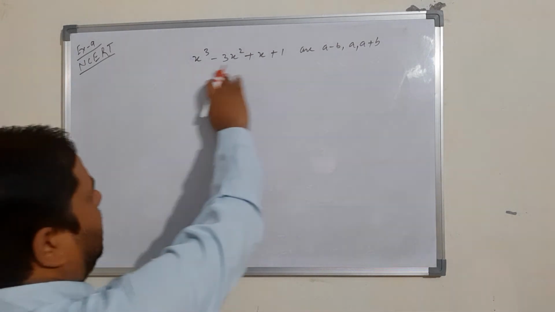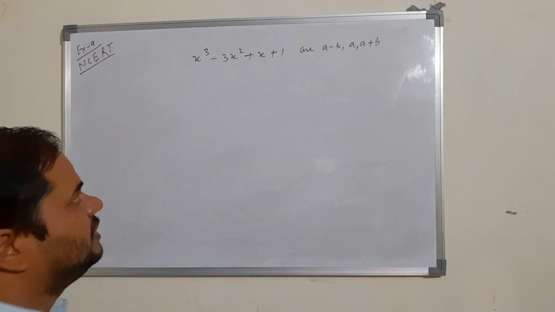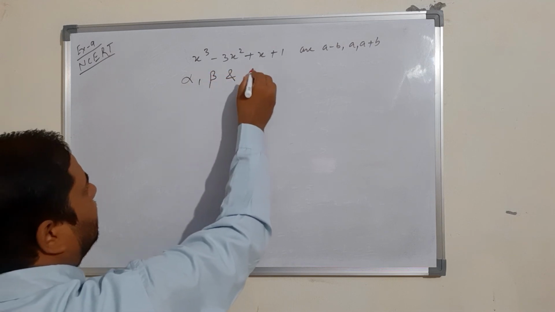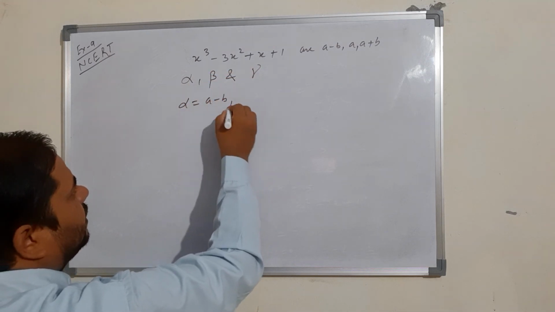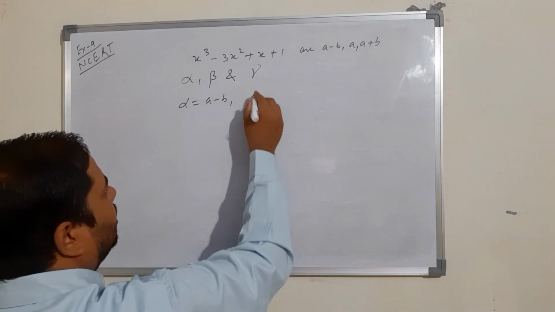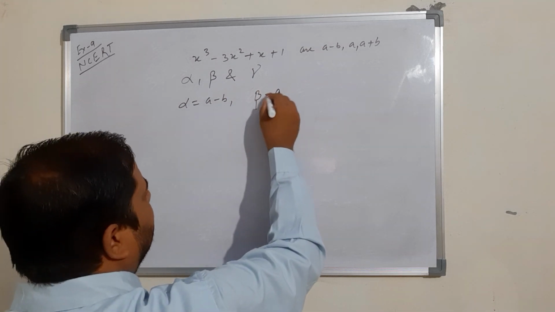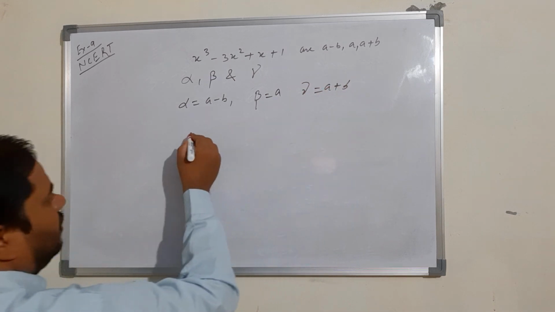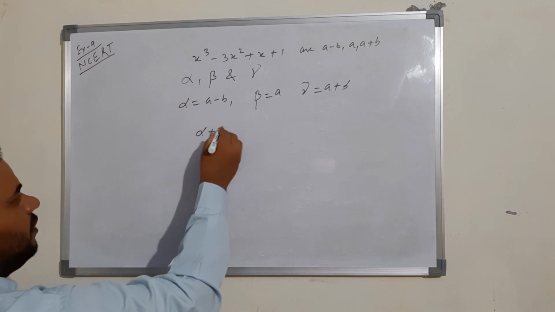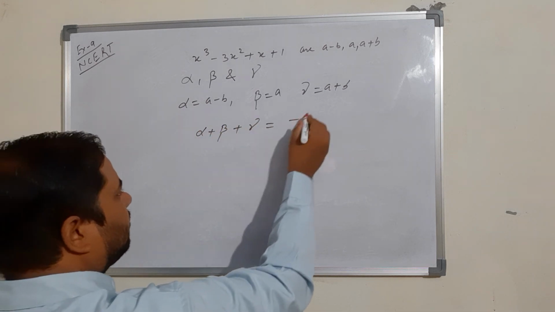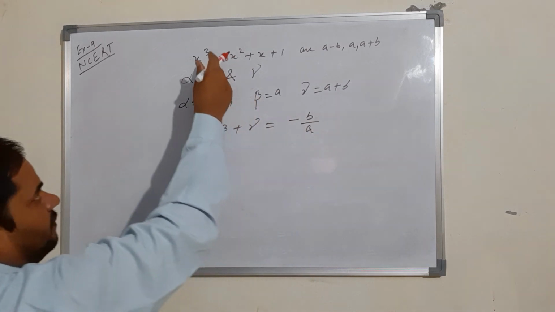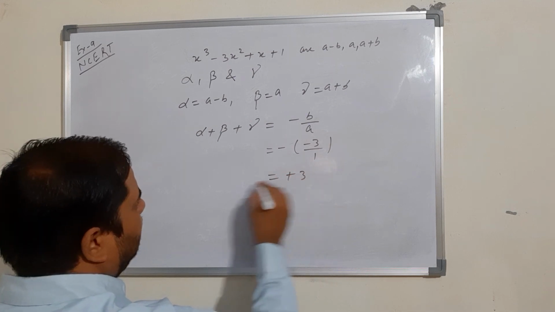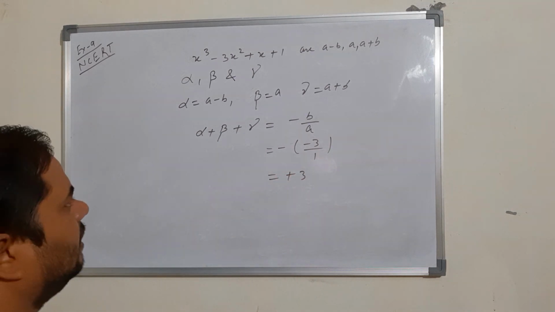So you know, x cube minus 3x square plus x plus 1 is a cubic polynomial. So their zeros are alpha, beta and gamma. So alpha is equal to A minus B, beta is equal to A, and gamma is equal to A plus B. Okay, so from the formula we know that alpha plus beta plus gamma is nothing but minus b by a. Here what is b? b is obviously minus 3. So minus of minus 3 by 1, so this is plus 3. So alpha plus beta plus gamma is plus 3.